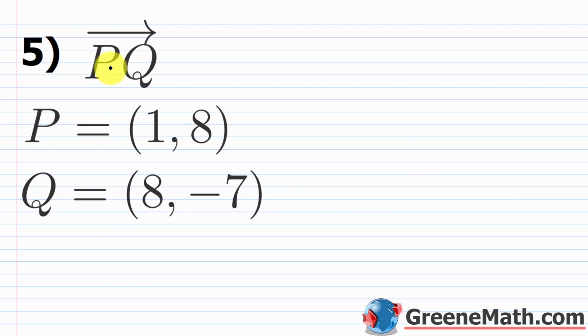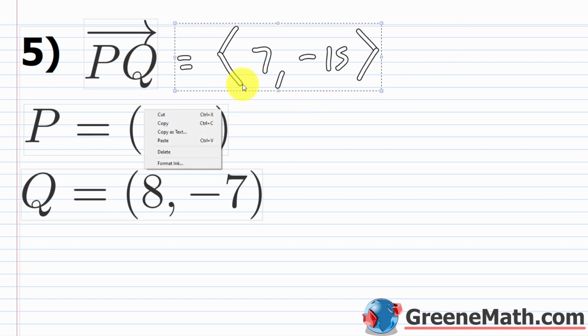So here we have the vector PQ. And again, it's not in component form. So your initial point is going to be at 1, 8. Your terminal point is going to be at 8, -7. So again, to put this into component form, let's go terminal minus initial. So we're going to go 8 minus 1, which is 7. And then terminal minus initial, -7 minus 8 is going to be -15. So this right here would be my vector PQ.